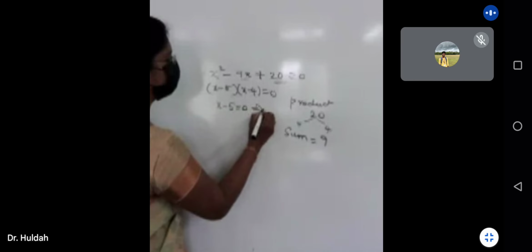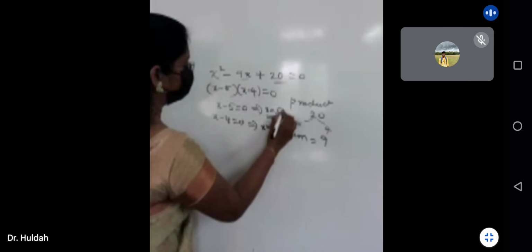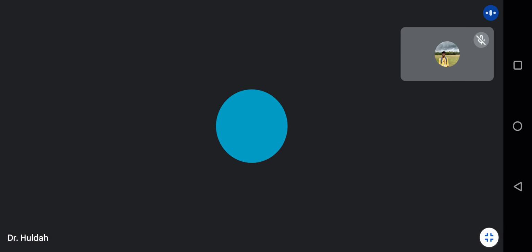After having obtained the factors, this is equal to 0 and this is equal to 0. So x minus 5 equal to 0, and x minus 4 equal to 0. How many roots have I got now? 2 roots: 5 and 4. Why is it? Because a quadratic will have only 2 roots. Clear, children? Any doubts? Can I proceed?